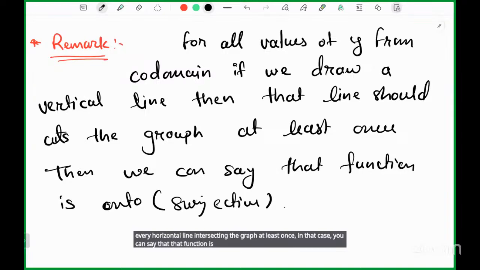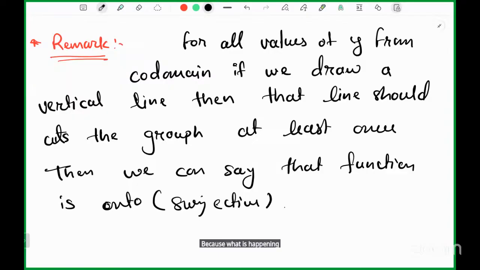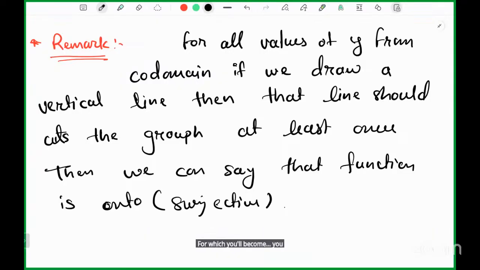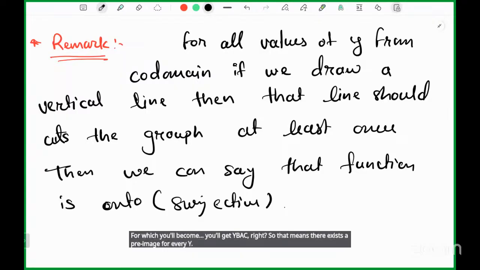is an onto function. Because if every horizontal line is intersecting the graph, that means for every value of y, you can figure out the value of x for which you'll get y back. So that means there exists a pre-image for every y. Is that clear? So I'll take one example too.